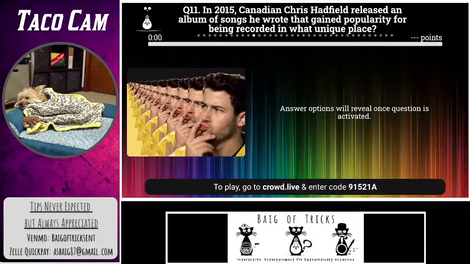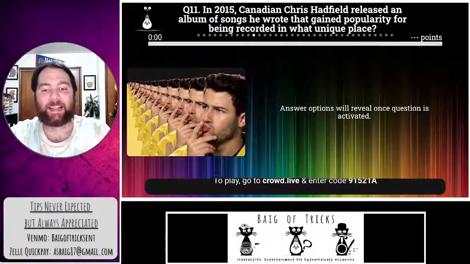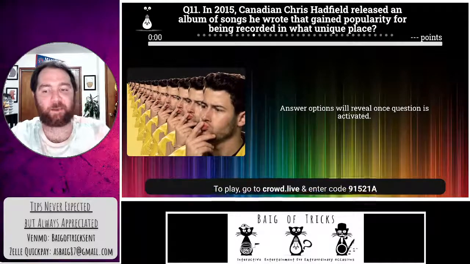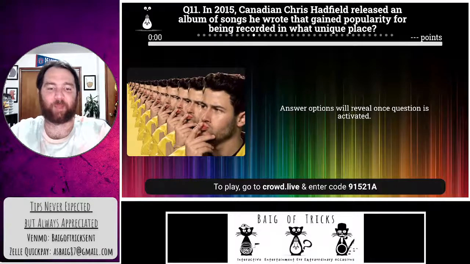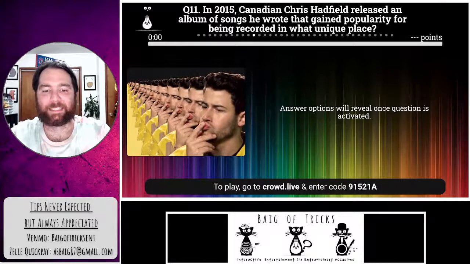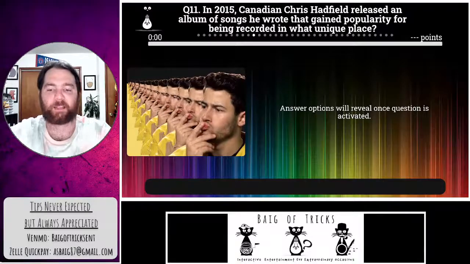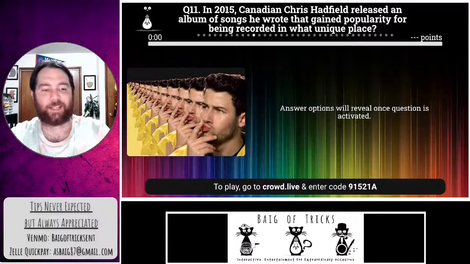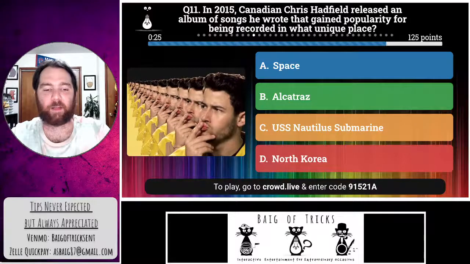In 2015, Canadian Chris Hadfield released an album of songs that he wrote that gained popularity specifically because he recorded it in what unique place? Where did Chris Hadfield record the album that he released in 2015, which gained notoriety because of where it was recorded? Where was that? Was it space, Alcatraz, the USS Nautilus submarine, or North Korea?